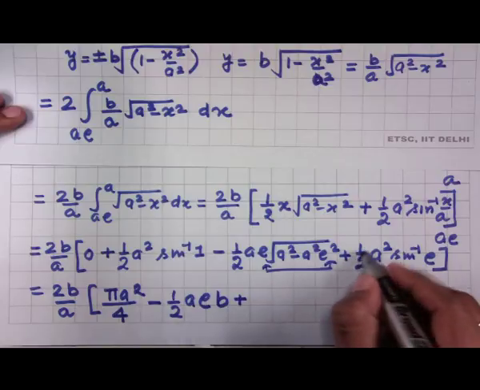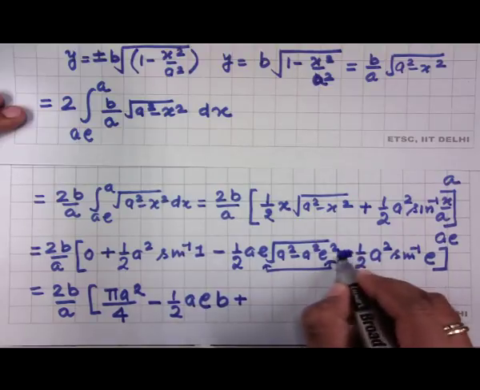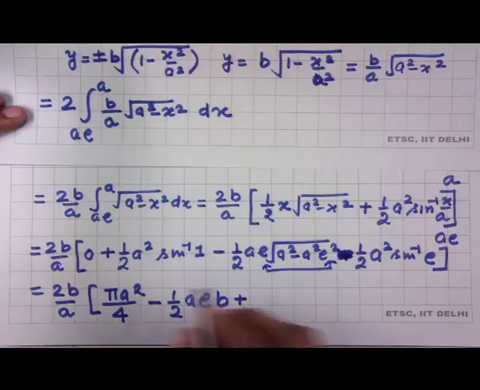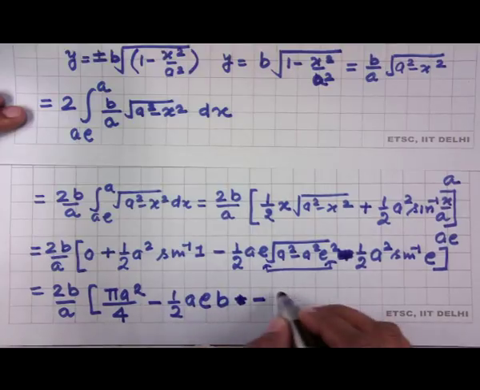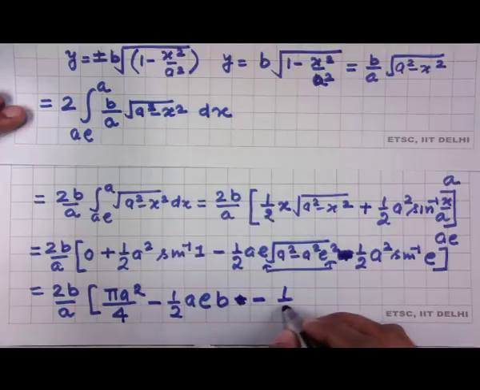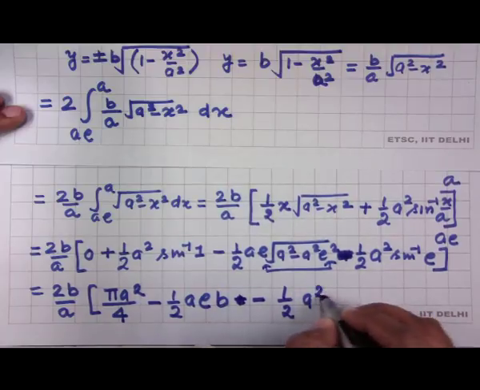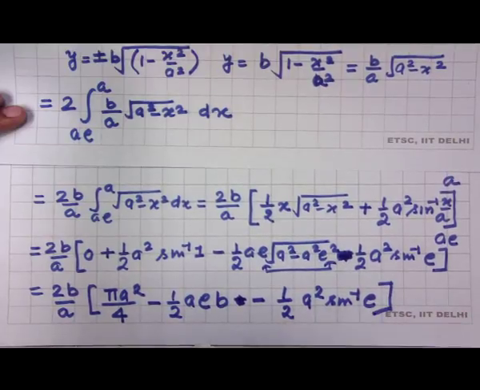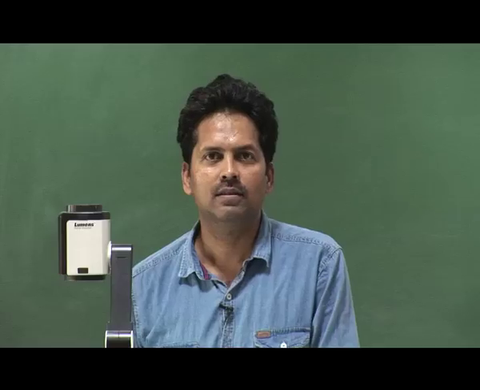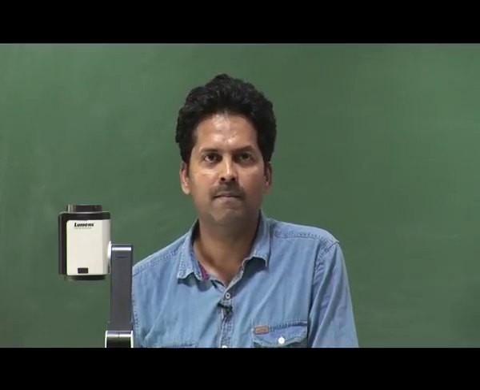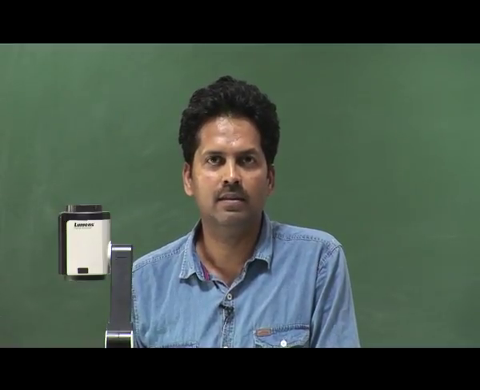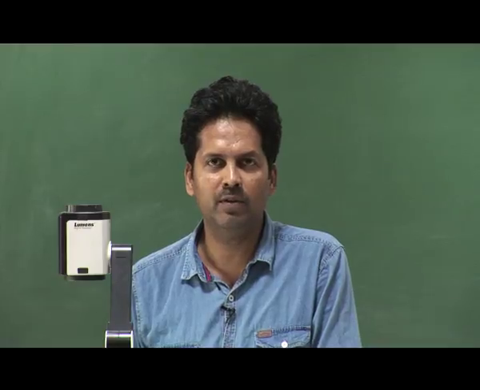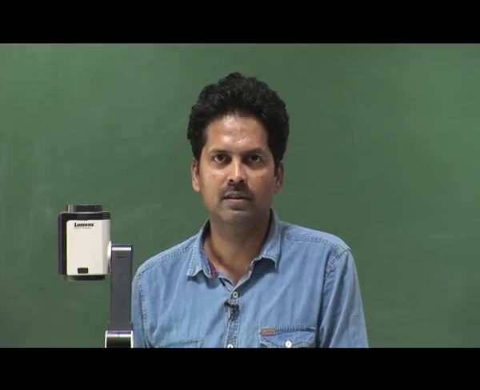Sorry, there will be a negative sign over here, please correct it. So we get minus 1 by 2 a square sine inverse e. So this is the answer of the problem that is given to you. So let us take another example and see how to compute area bounded between two curves.